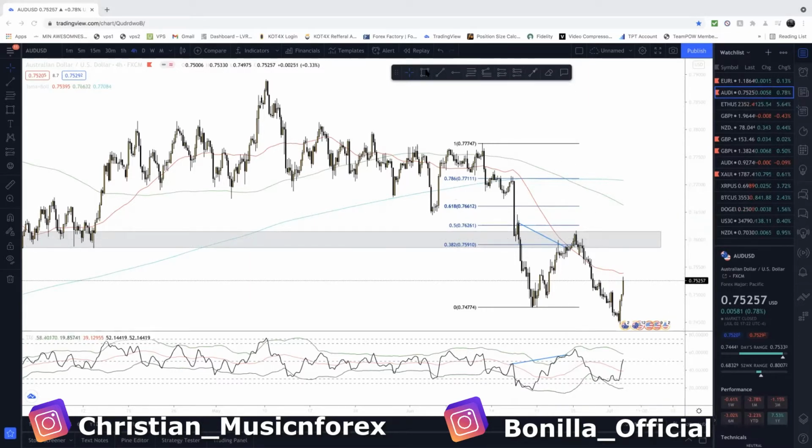So I did it again, right? Let me bring this here. I set up my entry again right on the 50 SMA when it touches, if all the confluences are in line, which in this case it was.